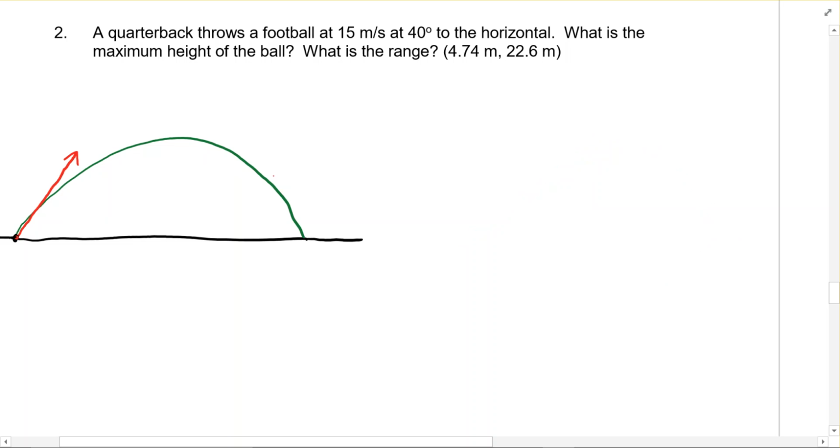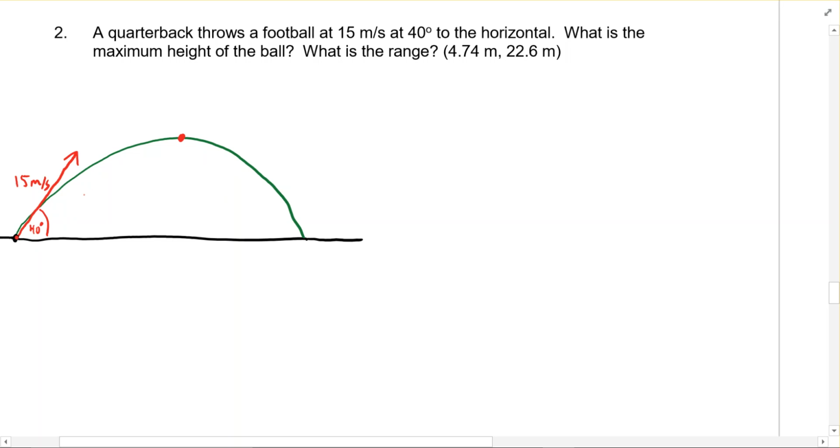The green line here would be the path of the ball. The red line is the velocity vector. So if you can keep track of that ball right when it was kicked, that's just the direction that the ball would go. So that's the vector, not literally the path of the ball. All right, so it says that it was going 15 meters per second at 40 degrees. What is the maximum height of the ball? So we're looking for this.